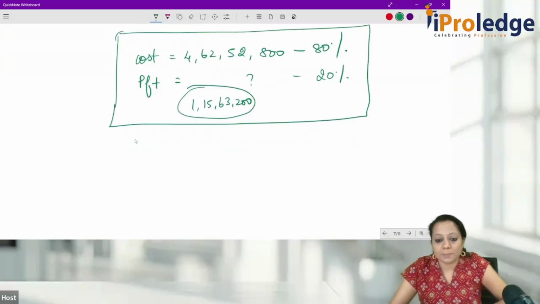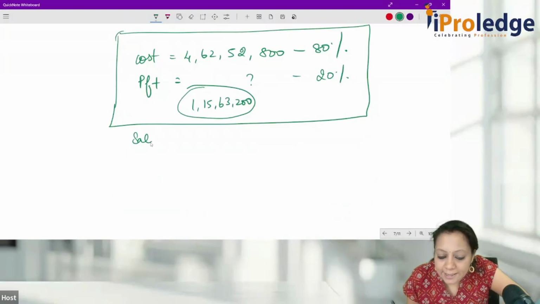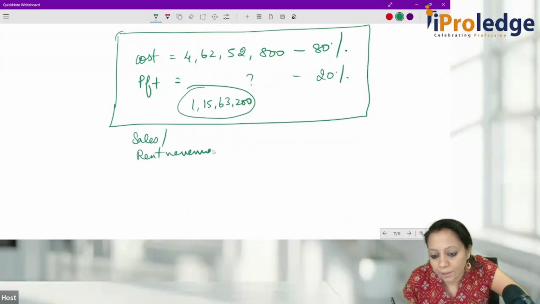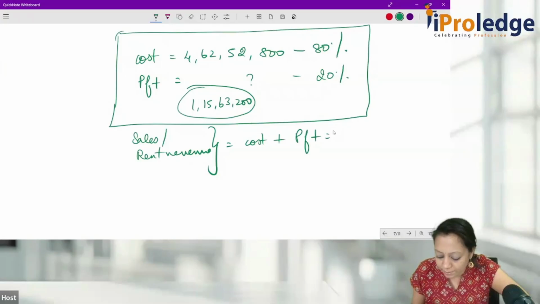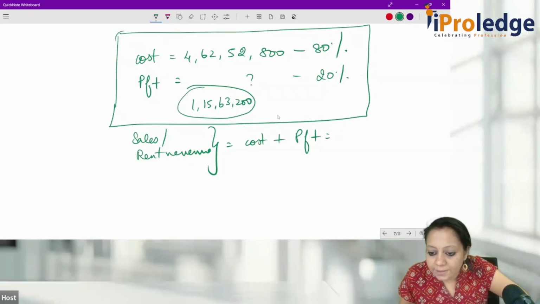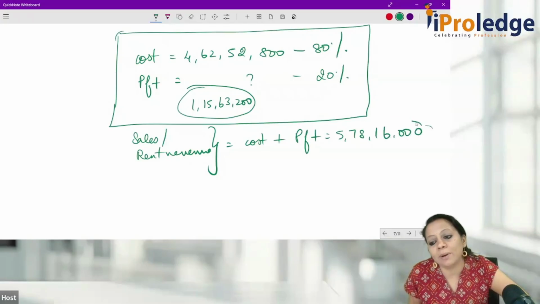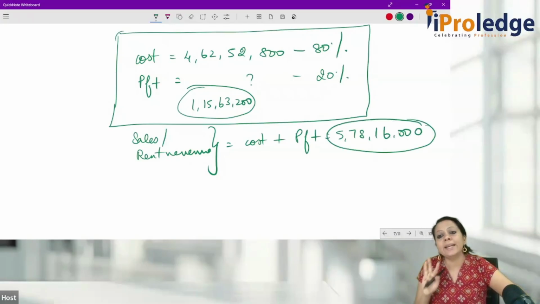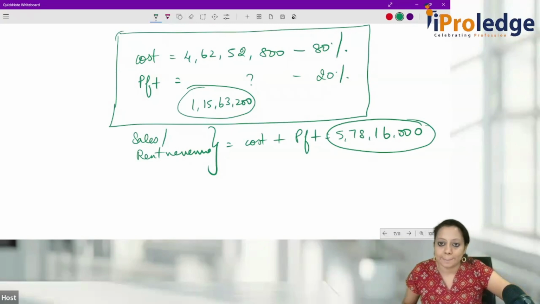So now it's going to be, can I say, sales or rent revenue for the holiday home is going to be cost plus profit? Yes. That is going to be 4 crore 52,800 plus this 1 crore 15 lakhs. We'll get 5 crore 78 lakhs 16,000. This is the amount to be recovered from the three types of rooms in 1 year.